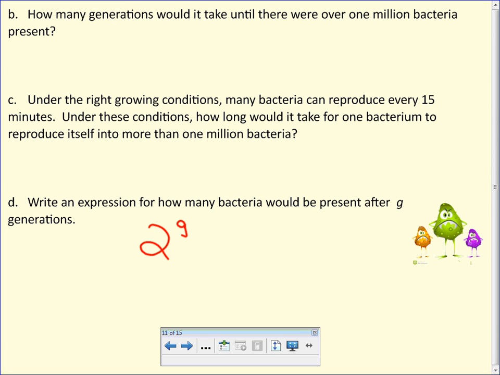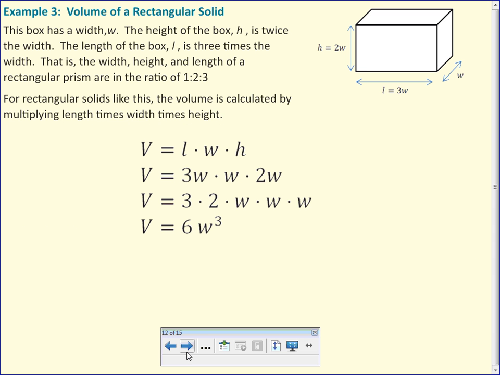Now these would also come in handy for our friend volume. All right, let's take a look at the last example. This box has a width W. The height of the box H is twice the width. So the height is 2W because it's twice the width. The length of the box L is 3 times the width, so it's 3W. So the height, the width, and the length have a ratio of 1 to 2 to 3.